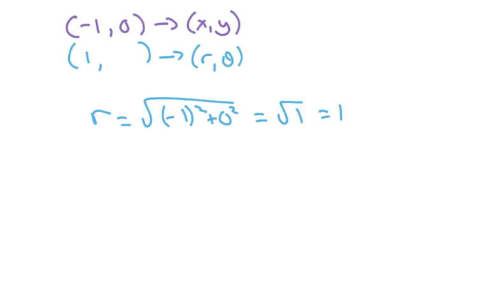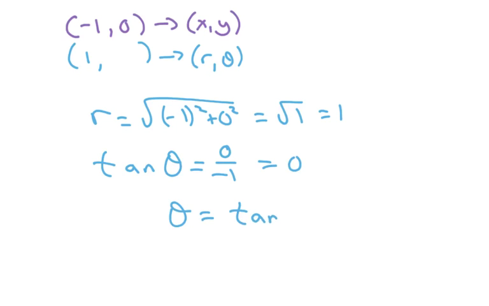And my angle is going to be tan of theta equals y over x, which equals 0. So when you take inverse tan of 0, you get 0. Well, actually, at negative 1, the point lies on the negative axis. So since we're on the negative axis, we're going to let this equal pi. So we have 1 comma pi.